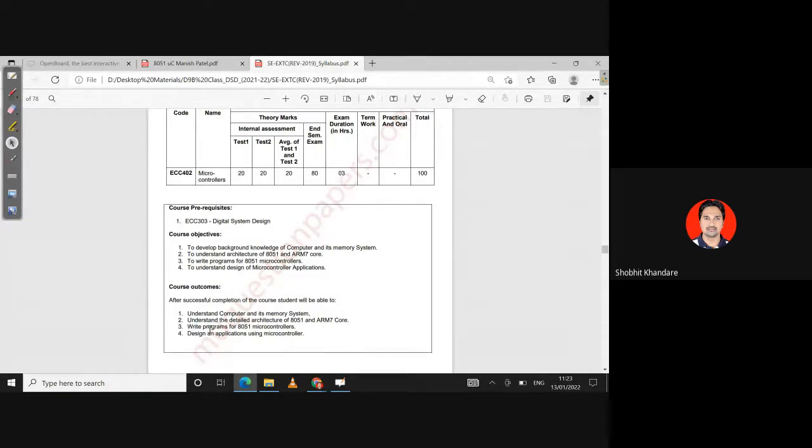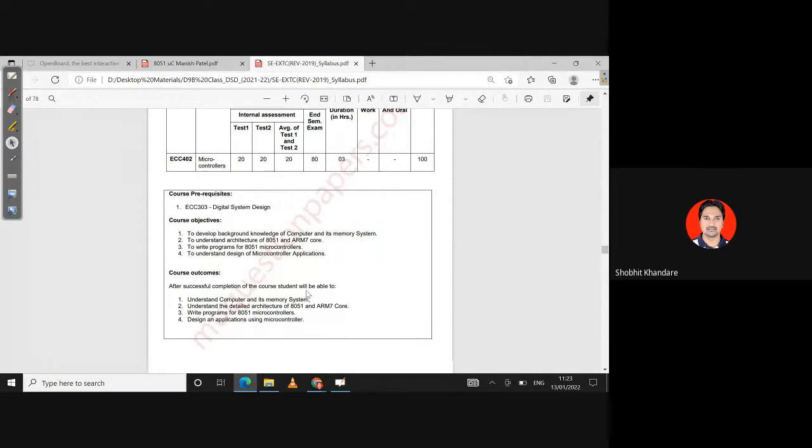You will be able to write programs for 8051 microcontroller. And the fourth one is to design applications using microcontroller. Once you understand this subject, microcontroller, you will be able to use this microcontroller in your mini project.